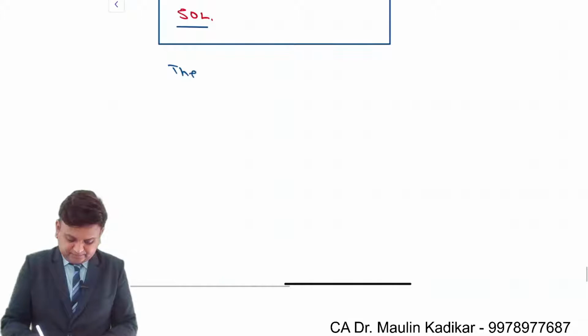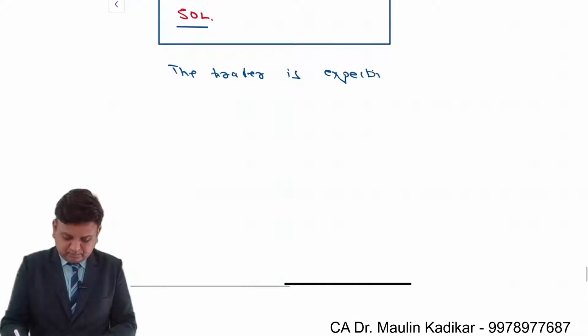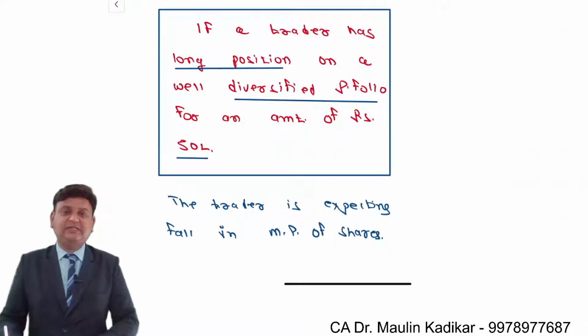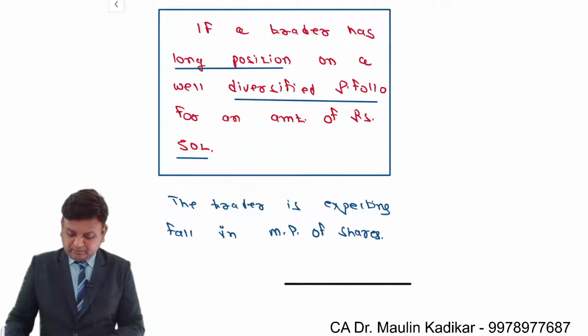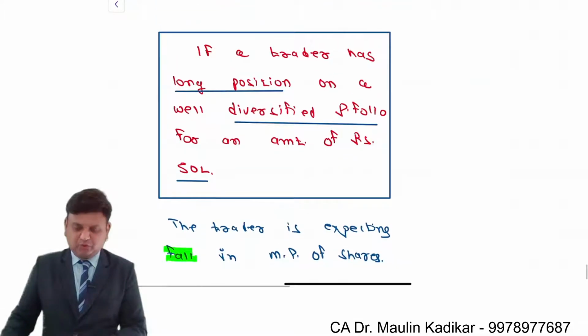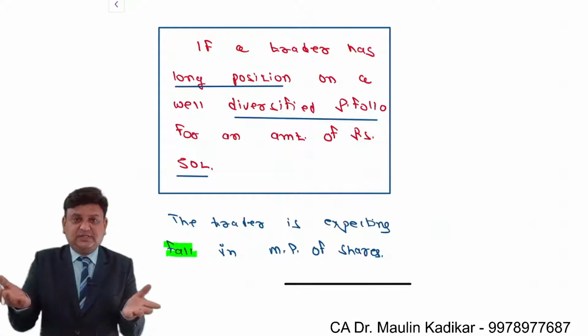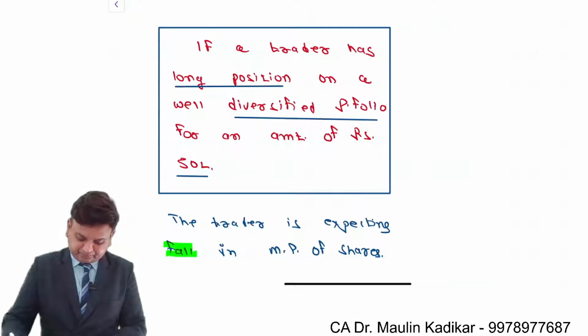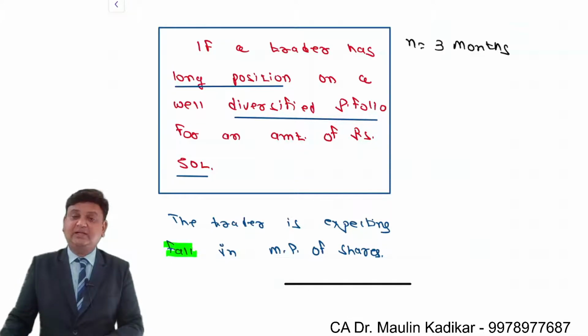The trader is expecting a fall in the market price of the shares. In short, he is bearish. He is expecting that the price of the securities will fall down. If he is expecting that, then in that case what should he do today to cover up this kind of loss that he is expecting to make in, let us say, the next 3 months? Next 3 months is the time period in which he is expecting this kind of decline in the market value of the shares.